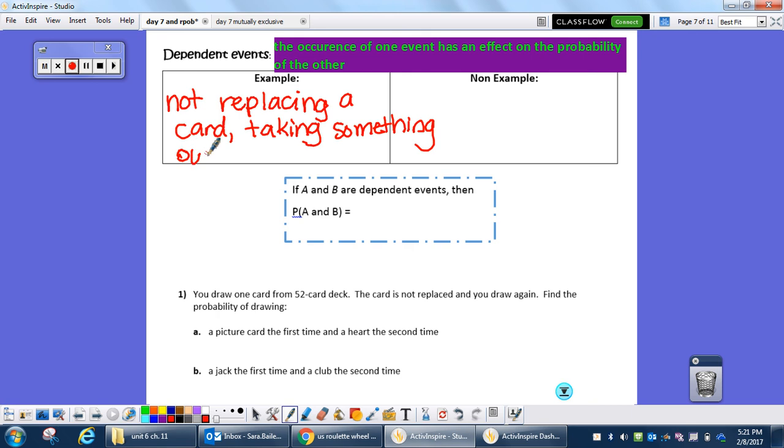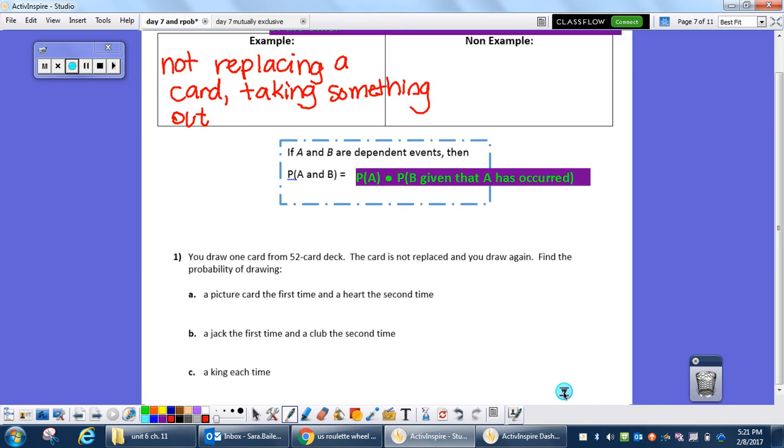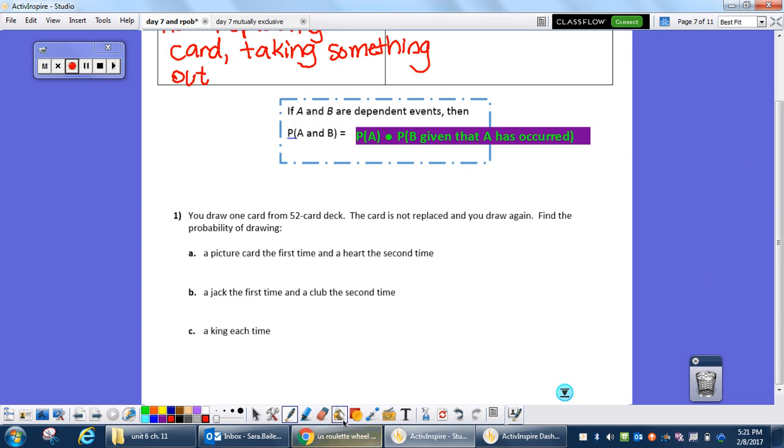Okay, so your example here, the probability of A and B occurring would be the probability of A times the probability of B given that A has occurred. You have to assume you've got that first probability. So in our example, what makes this one different, because it's very similar to the last 3 on the front side, is this statement right here. The card is not replaced and you draw again.